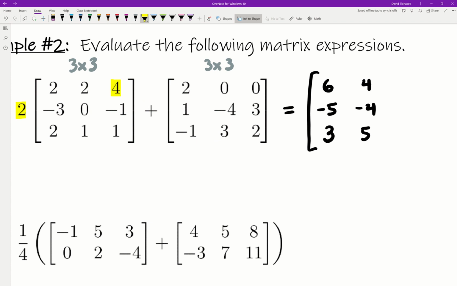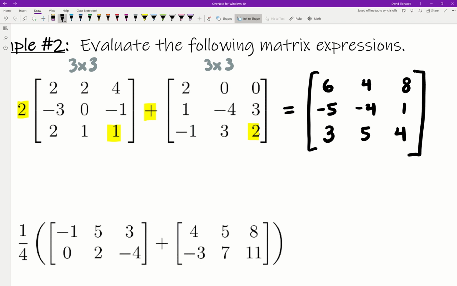So 2 times 4 is going to give you 8, plus 0 is going to give you 8. And then we have 2 times -1. That's going to give you -2. Plus 3 is going to give you +1. We have here 2 times 1, which is 2, plus 2, and that is going to give you 4. Okay, and that'll be the last entry that we've got here.